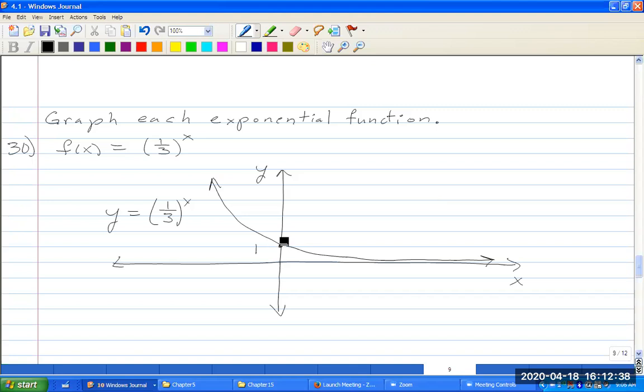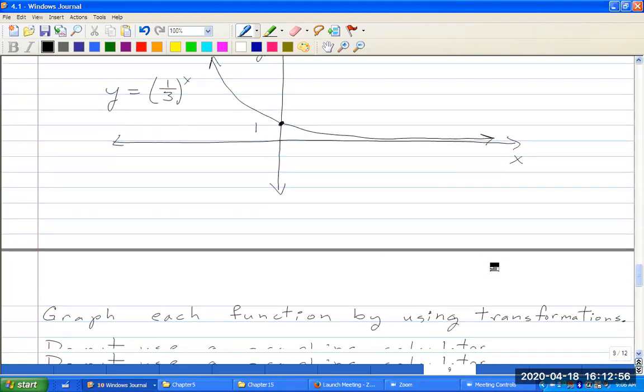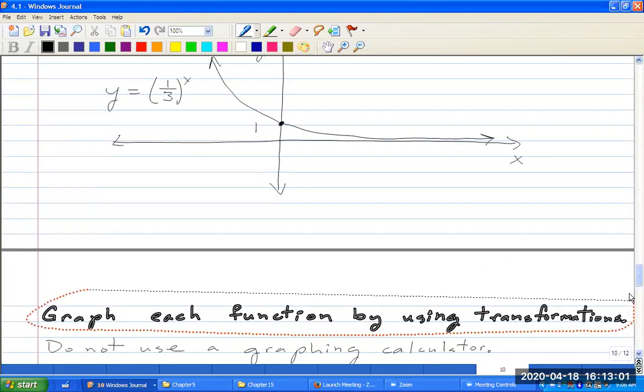So at 0, it's 1. At 1, it's 1/3. At 2, it's 1/9. At 3, it's 1 over 27. At negative 1, it's 3. At negative 2, it's 9. And so it looks something like this. Let me do the next problem.